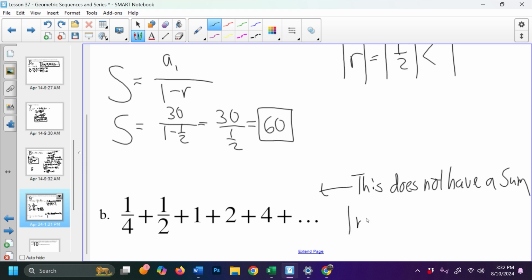Because the common ratio r, which in this case is equal to 2, is greater than 1, it is unbounded. It'll grow without bound and be infinite.